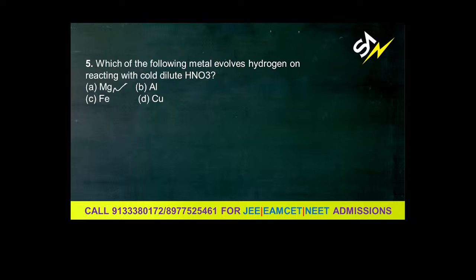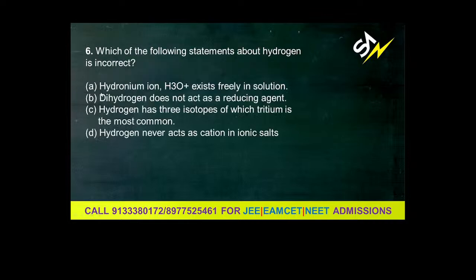After the first group, the second group elements are also more electropositive. Which example of the second group is given here? Magnesium, because aluminium is a 13th group element, and iron and copper are d-block elements. Only magnesium is a second group element, so it is more electropositive. It reacts vigorously and evolves hydrogen gas. So the answer is Mg, magnesium.